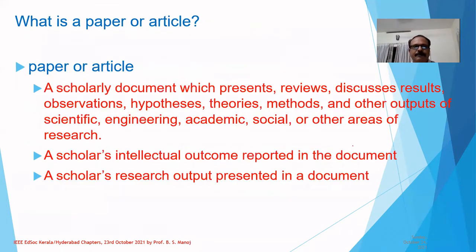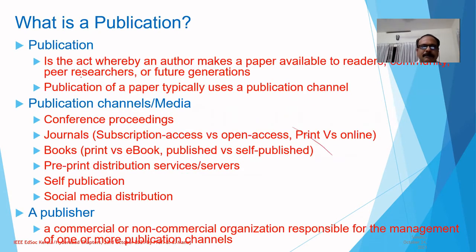While this is the essence of publication, a paper is the main and most important scholarly document, which presents your results, discussions, observations, hypotheses, whatever, and all your intellectual outcomes produced will be reported in this document. And what is a publication? Publication is nothing but an act of an author or a scholar that makes his paper or his document available to the readers.